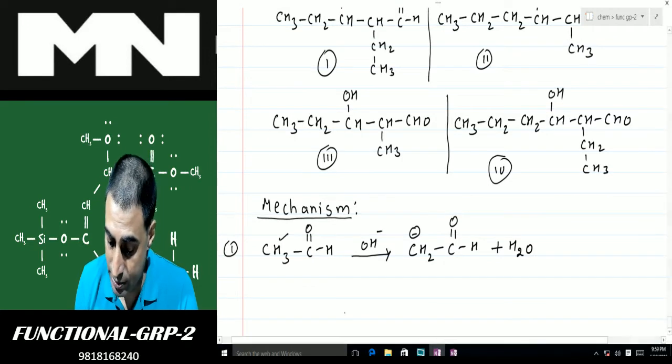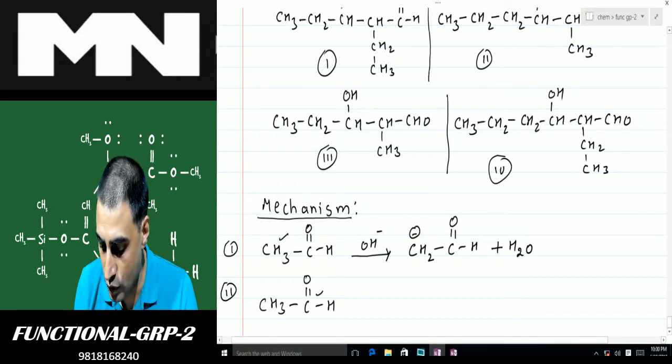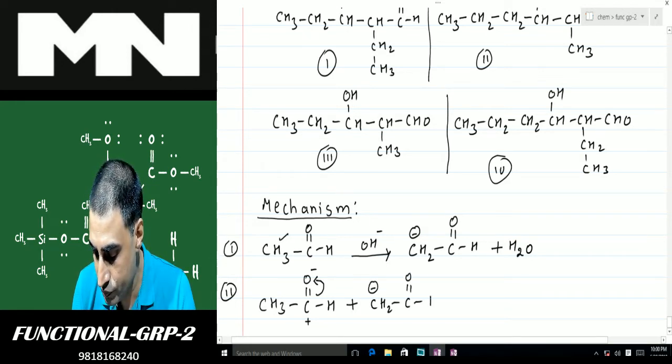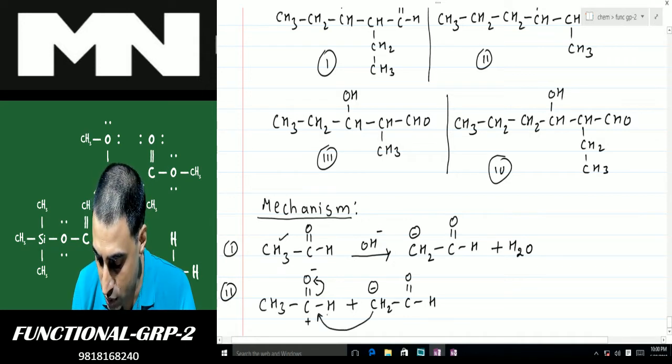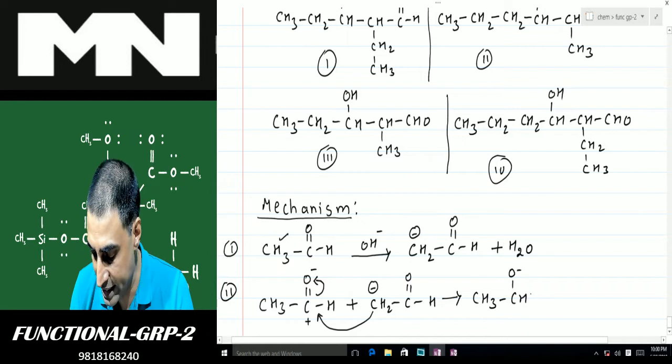Now in the second step, what will happen? If we see the second step, this is the second molecule of acetaldehyde I have got. The pi electron will move toward oxygen, oxygen will become negative, carbon will acquire a positive charge. And the carbanion, which is formed in the first step, will act as a nucleophile and will attack on this carbocation. That will lead to the formation of a compound like CH3, CH, O negative, CH2, CHO.